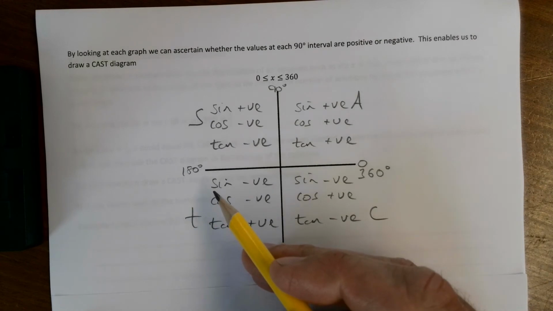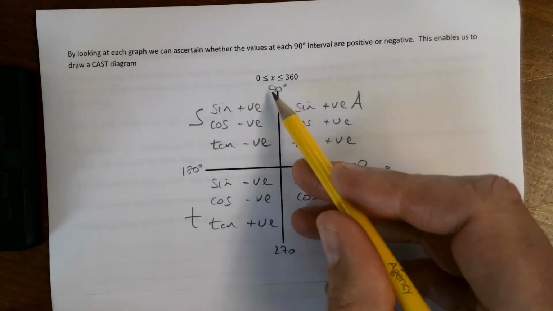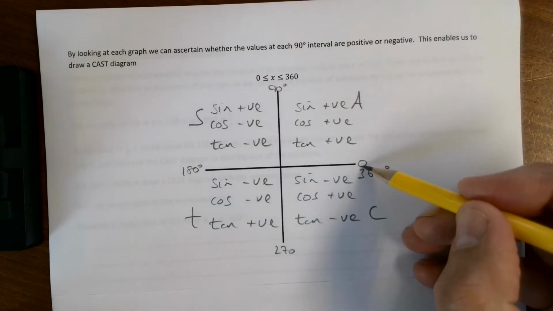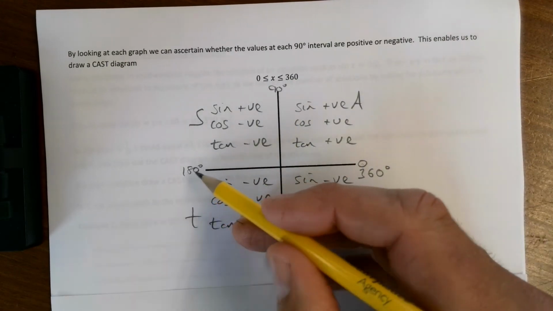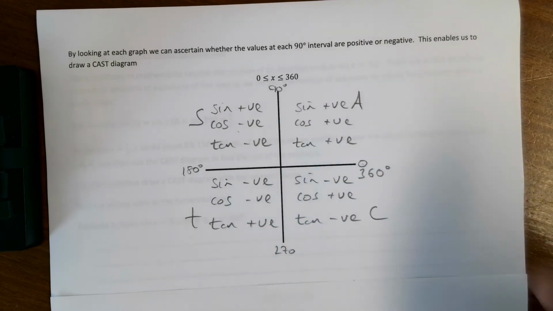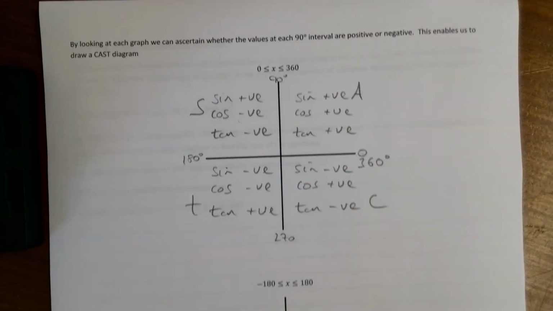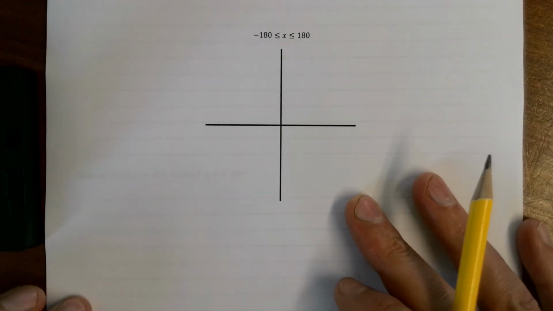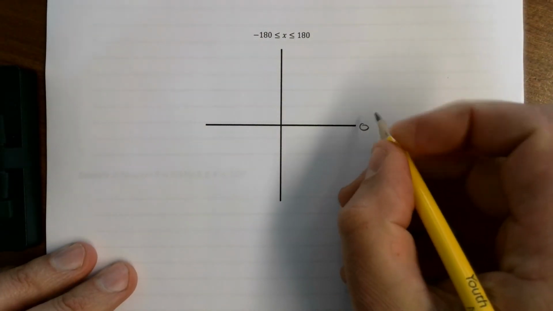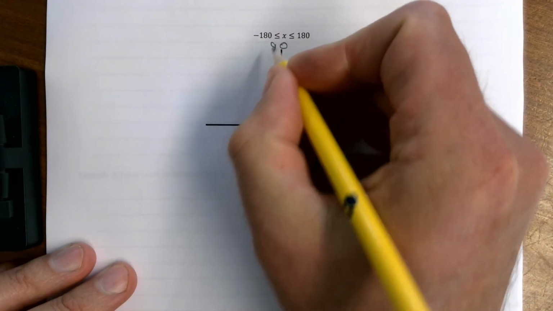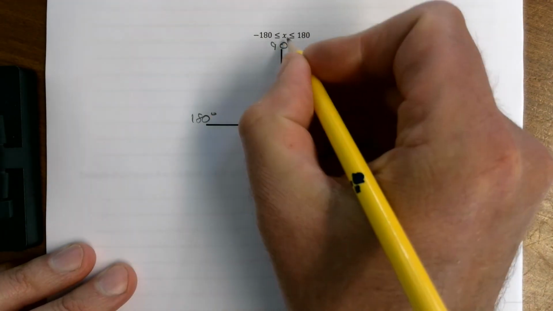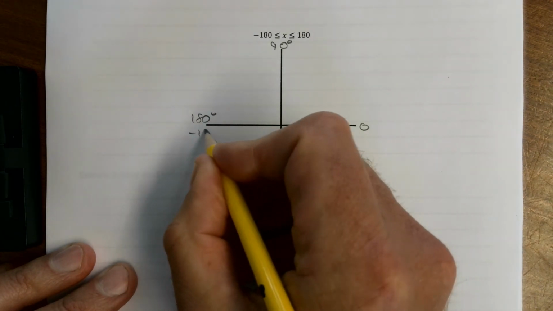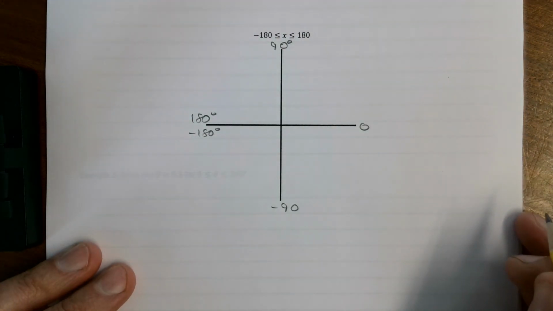We are also going to do another CAST diagram now. Instead of 0, 90, 180, 270, 360, we're going to go 0, 90, 180, and then we're going to go backwards, 0, minus 90, minus 180. And all of these are just exactly the same. So let's see how this is going. So 0 degrees, 90, 180 degrees, and then 0, minus 90, and then going around to here, it's going to be minus 180 degrees.